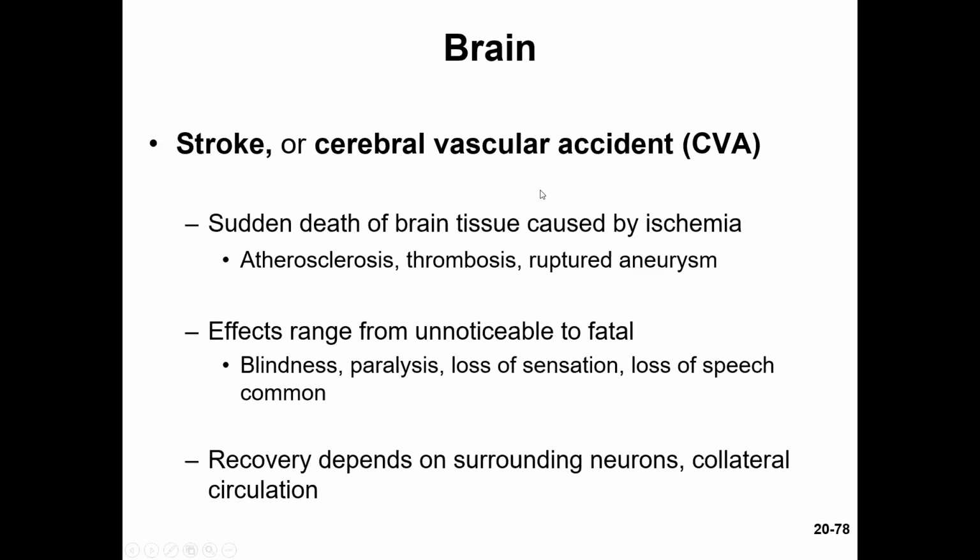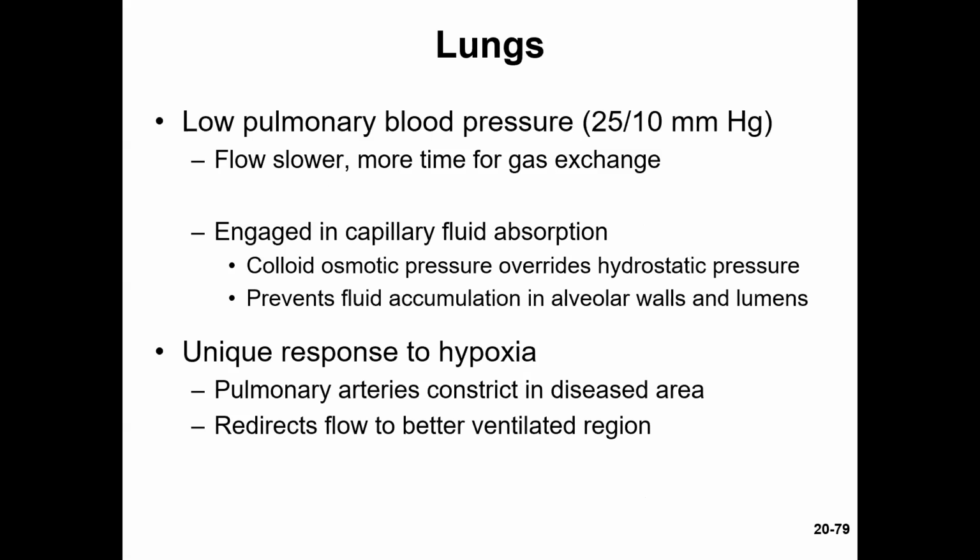A stroke, or a CVA, is sudden death of brain tissue caused by ischemia. Atherosclerosis, thrombosis, or a ruptured aneurysm can do this. The effects range from unnoticeable to fatal. Blindness, paralysis, loss of sensation, loss of speech are common. The recovery depends on the surrounding neurons and the collateral circulation.